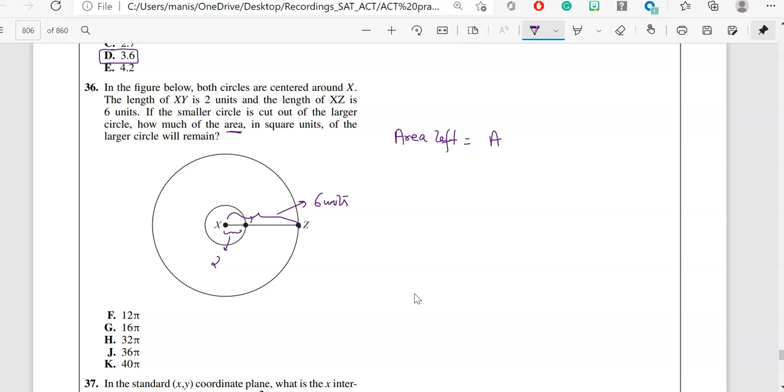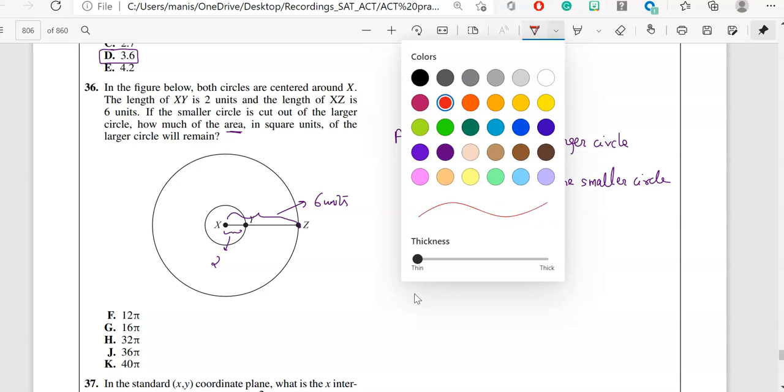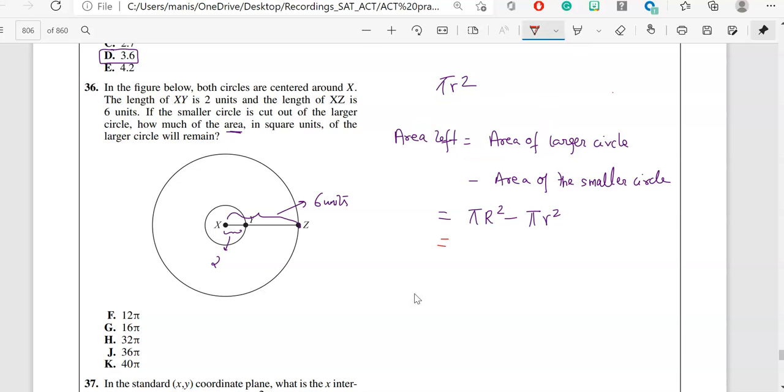It will be equal to the area of the larger circle minus the area of the smaller circle. Now, my formula for the area of a circle is pi r square. So I will do it: pi R square minus pi r square. The reason why I'm taking uppercase and lowercase r over here is because one of the radii is the larger radius and the other is the smaller one.